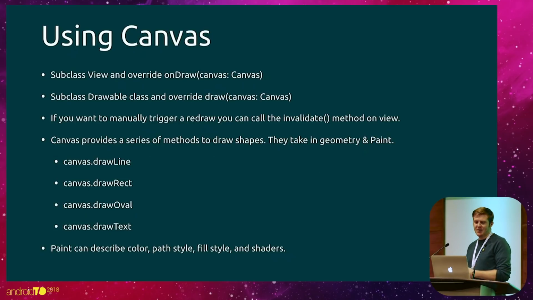So if you want to take advantage of this, you again override View or ViewGroup, and you override the onDraw method. Then you manually trigger a draw by calling invalidate, which tells Android, okay, this view wants to draw itself. onDraw is then called, and you get an instance of Canvas passed to you. Canvas has a bunch of methods following the pattern of drawLine, drawRect, drawOval, drawText, which all take in some geometry and then an instance of Paint. And Paint can describe color, path, style, fill style, shaders, stuff like this.